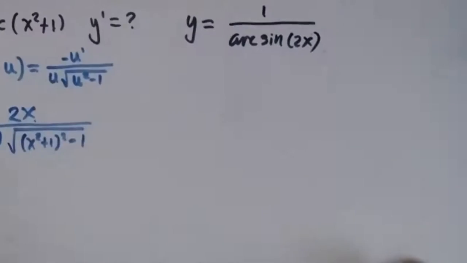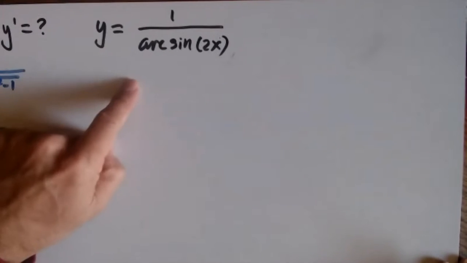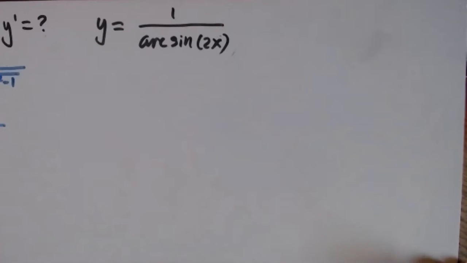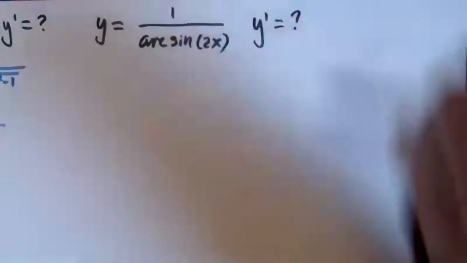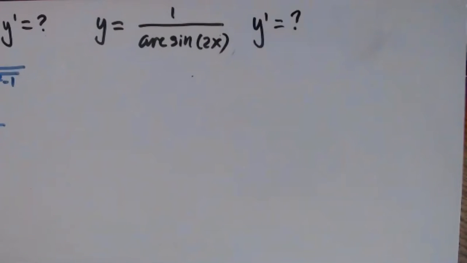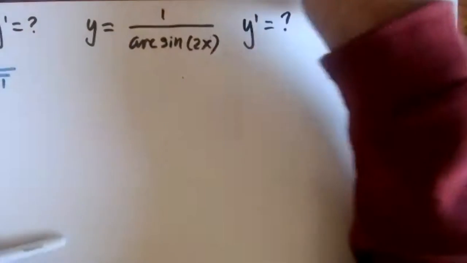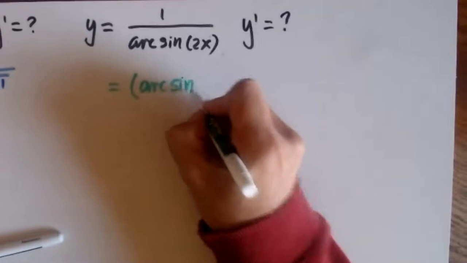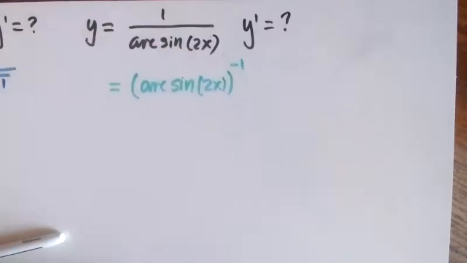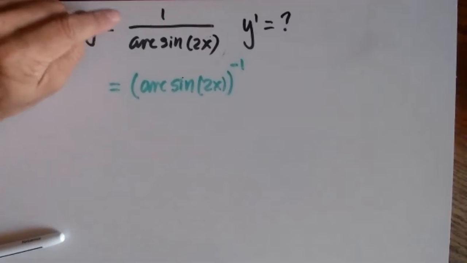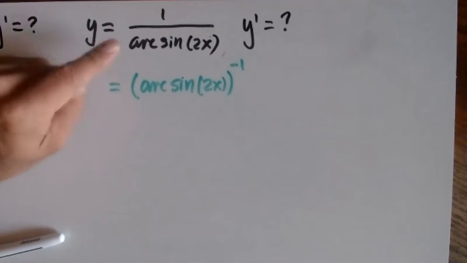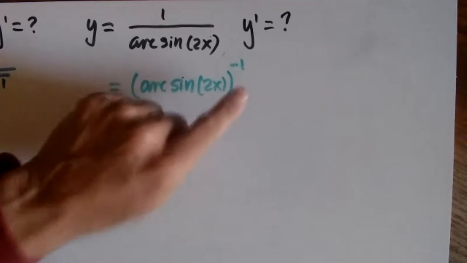Okay. Now, the first thing is, you have the reciprocal of the arc sine, of course. This is not arc cosecant or something like that. The reciprocal of the sine is the cosecant, but not the arc sine. So be careful. So you need y prime, correct? And what we have to do is very simple. We are going to do some algebra. We are going to put this one as parentheses arc sine of 2x to the negative 1. Why this one? Because this is the reciprocal and the reciprocal is a power. So I'm going to write this as a power. The power is going to be negative 1.